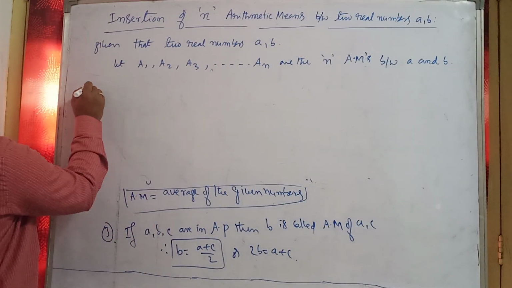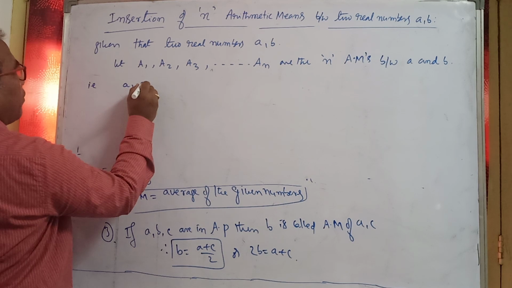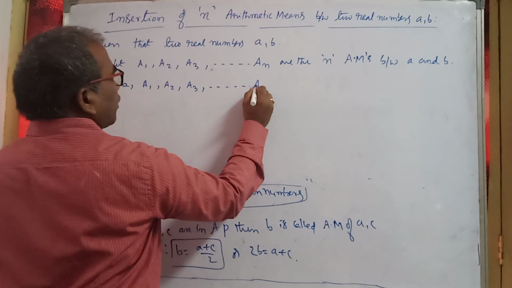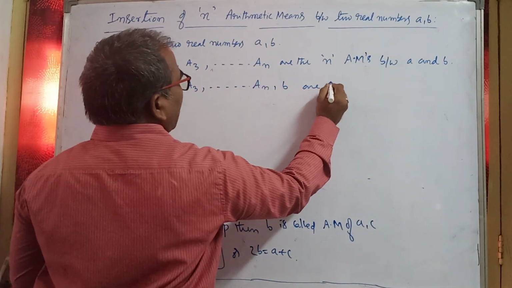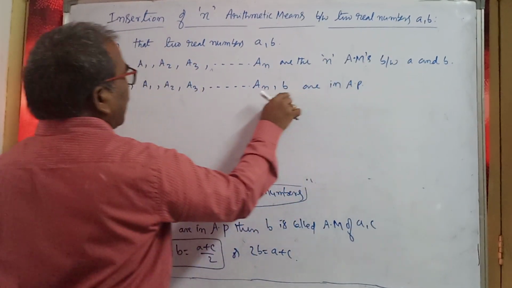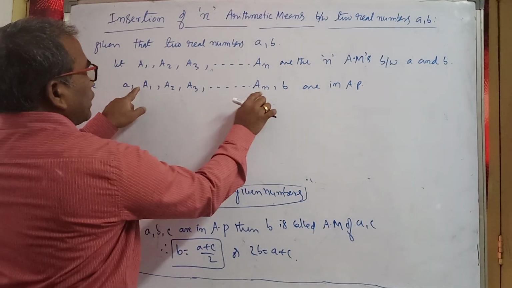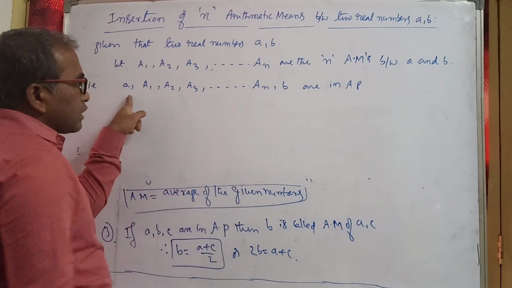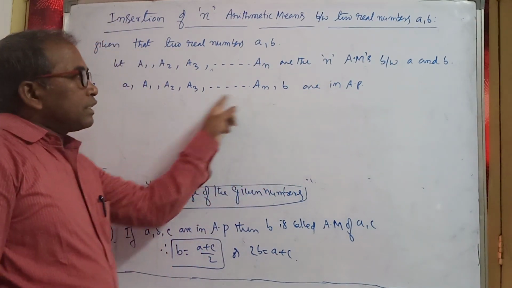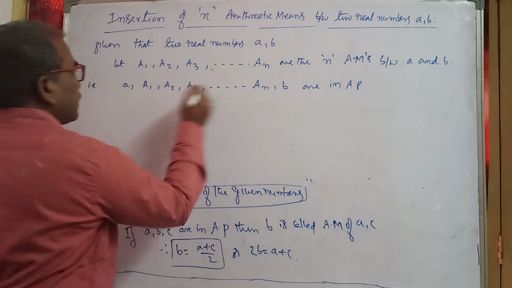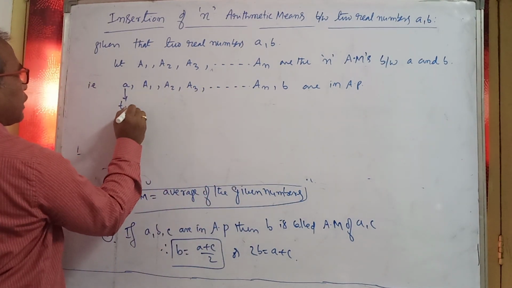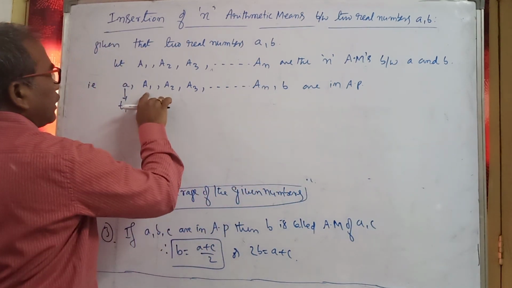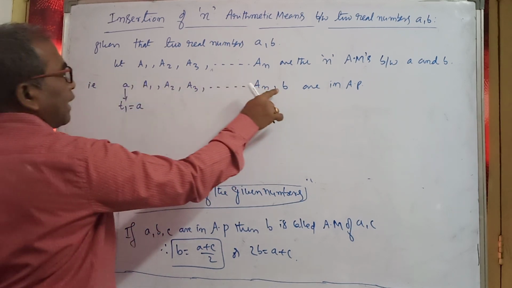When these a1, a2, a3 are n arithmetic means between a and b, what does it mean? It means a, a1, a2, a3, up to an, b are 100% in AP. Because these terms are n arithmetic means between these two numbers, when you write like this, the series is in AP. So this is the first term a, and this is the last term. But b is which term? These are already n terms, so n plus 1, n plus 2.